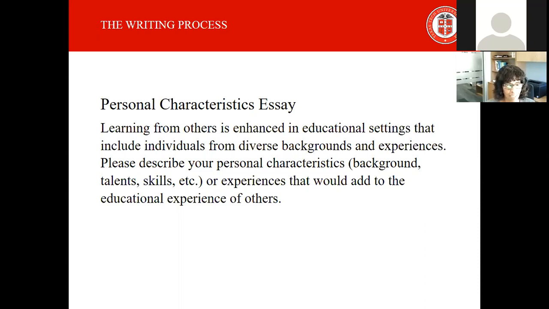Let's go to the second sentence. Please describe your personal characteristics, background, talents, skills, etc., or experiences that would add to the educational experience of others. So this sentence is the sentence where they're actually asking you to do something, correct? They're wanting you to talk about personal characteristics and experiences in light of what those personal characteristics and experiences would add to the educational experience of others. So they want to see what you have to offer, perhaps to the student body and those around you, okay?